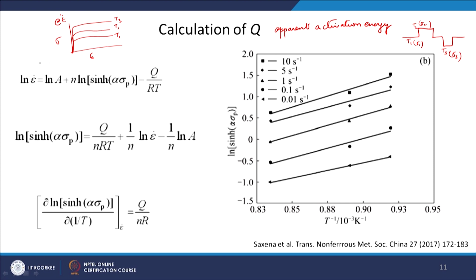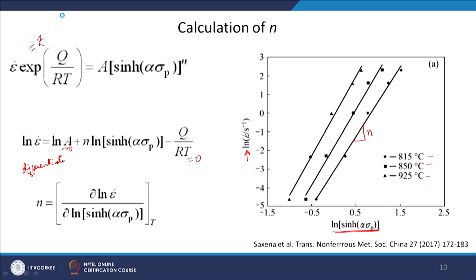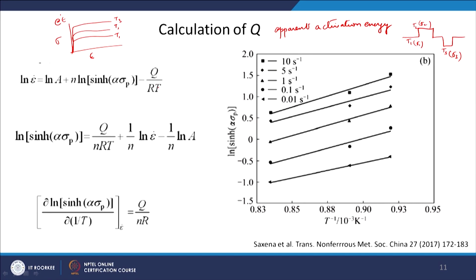So, again taking the previous equation where we took the logarithmic. Okay. So, this particular equation, again we are using it here. So, ln epsilon dot equal to ln A plus n ln sinh alpha sigma p minus Q by RT. Okay. And again you are doing some rearrangement here. So, this we have kept here, and I am taking this on this side and ln A on this side. Okay. So, it will become Q by nR and we are also dividing by n after taking it there.